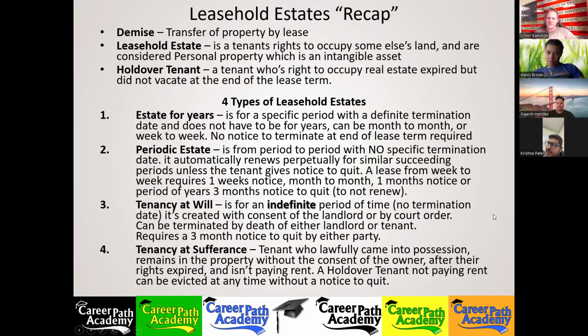And lastly, once again, the tenant at sufferance who lawfully came into possession with a valid lease. The lease expired. They're not paying rent. They didn't get out. Every day that they remain, they cause the landlord to suffer, is a tenancy at sufferance.